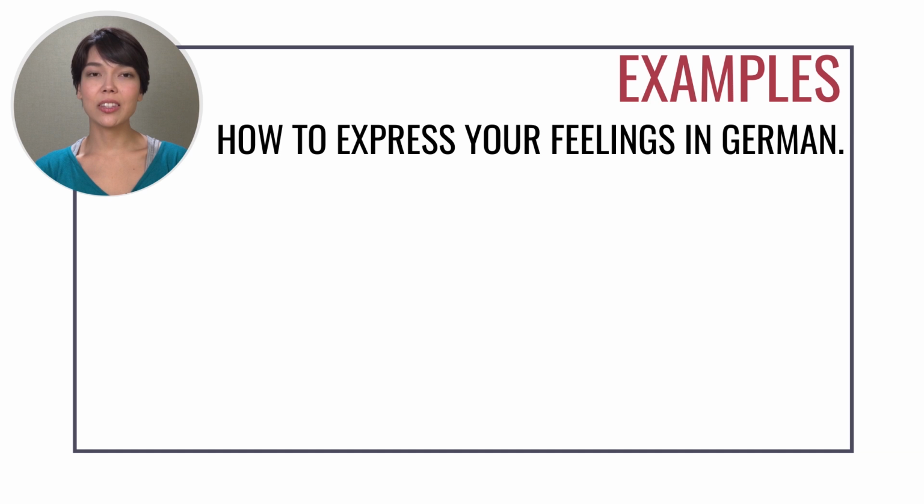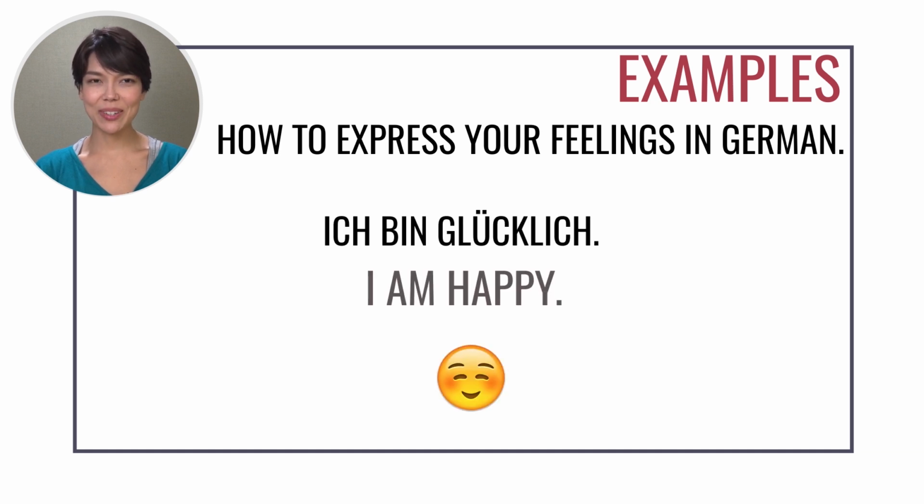Let's start on a positive note. Ich bin glücklich. I am happy. Here we have the word ich meaning I, followed by the conjugated form of the verb sein, to be, and the adjective glücklich, happy. So altogether it means I am happy.